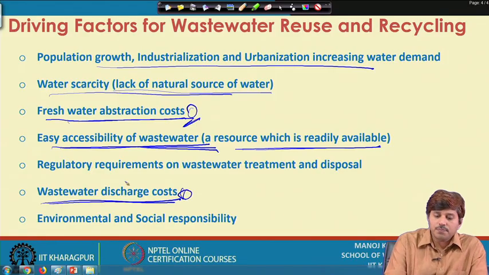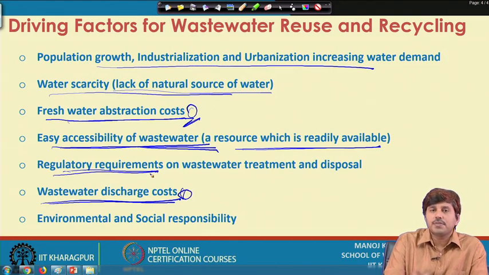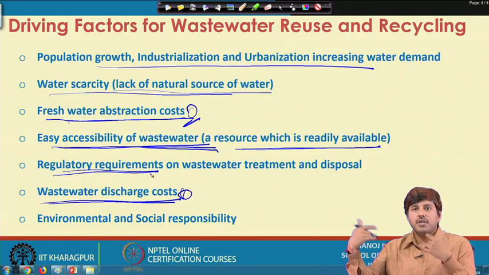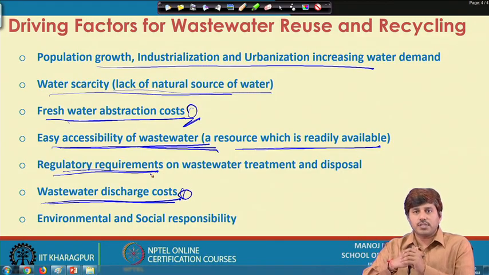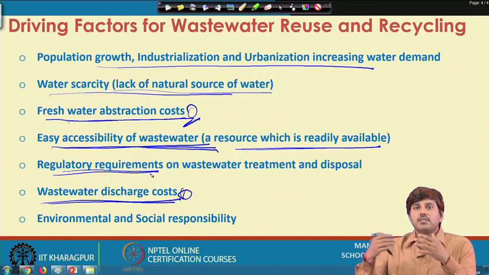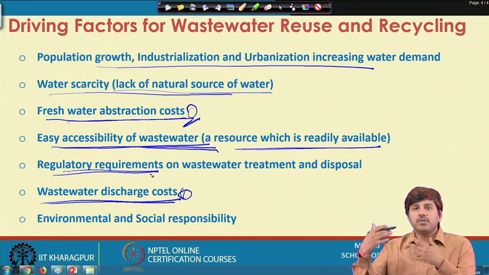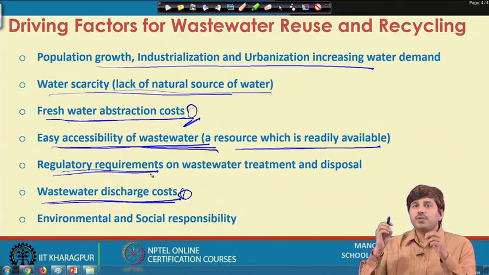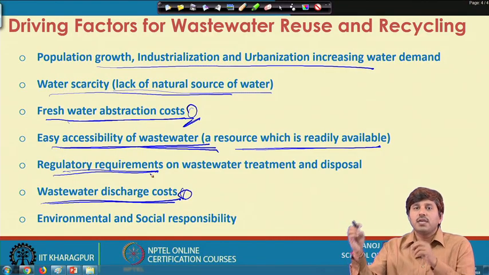And this is far more important for industrial purposes. Like the regulatory agencies that we have, in our case say the Central Pollution Control Board or State Pollution Control Boards, or the Ministry of Environment, Forest and Climate Change, which looks after these aspects. These different regulatory bodies have certain regulatory requirements for wastewater treatment and disposal. So, if we want to dispose of wastewater, we have to meet those regulatory requirements.